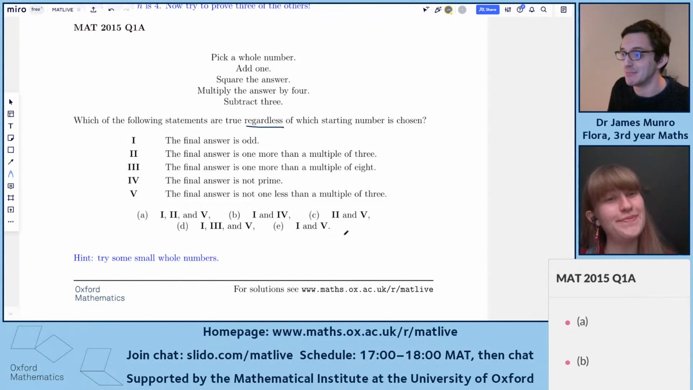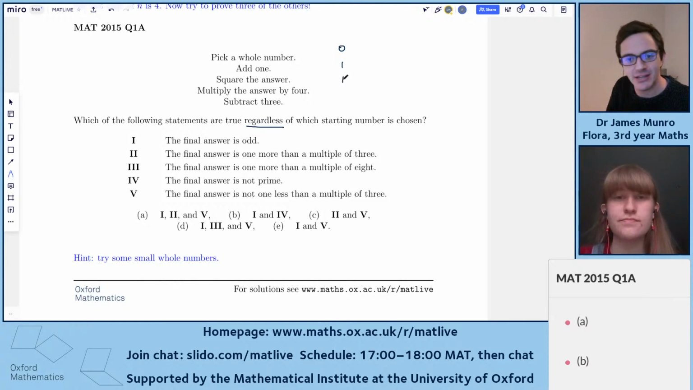Exactly. Answer to this question. Let's start trying some numbers, I think. When I see a process like this, I'm going to pick a whole number. I'm going to be cheeky. I'm going to pick the number 0. Am I allowed to do that? Yeah, I think I am. I'm going to add 1. I'm going to square the answer. You see, picking small numbers is nice like this. 1 times 1 is 1.